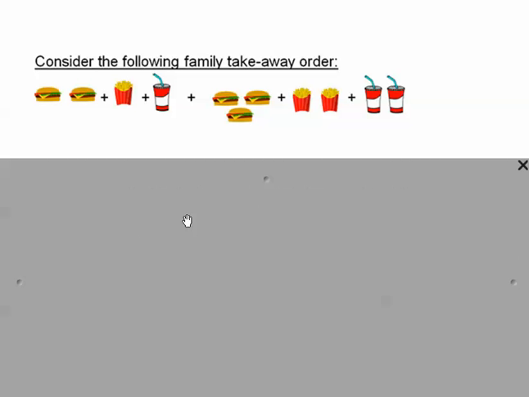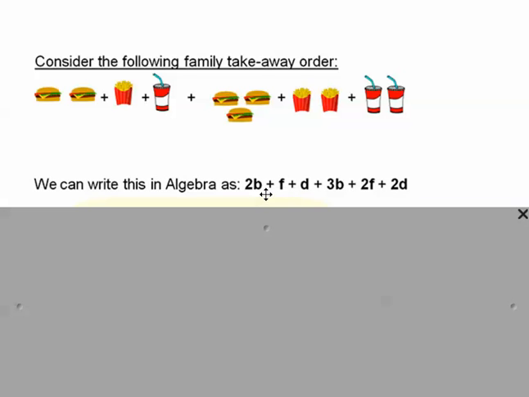Let's say that your mom is going to McDonald's, so she asks you and your brother what you want. So you might say, well, I want 2 cheeseburgers, some fries, and a drink. But your brother just got finished with football practice, so he wants 3 cheeseburgers, 2 fries, and 2 drinks. So if you look at this in algebra, we might write this like this. 2b, so 2 burgers, plus a fry, that stands for my F, a drink, and then your brother wanted the 3 burgers, 2 fries, and 2 drinks. Okay? But couldn't we also write it like this?